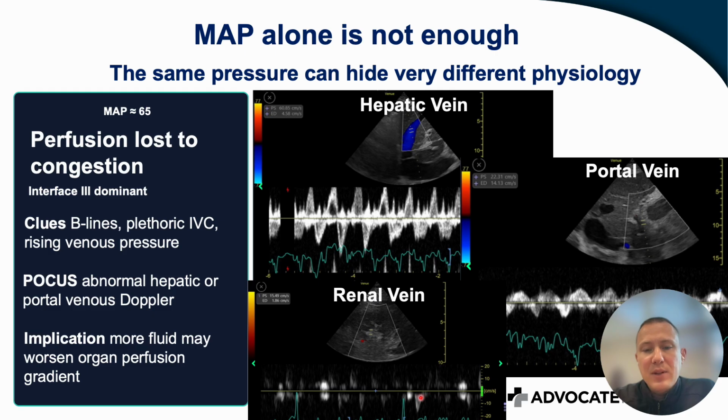Right here, the renal vein flows are below the yellow baseline on this Doppler image, and instead of continuous venous flow, we can only see those D waves present, which indicates severe venous congestion in the kidney.